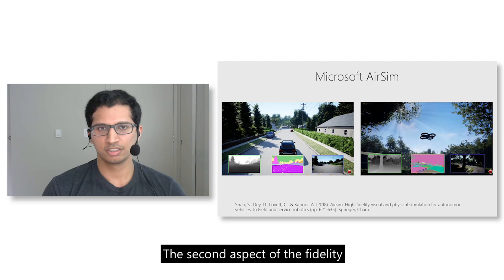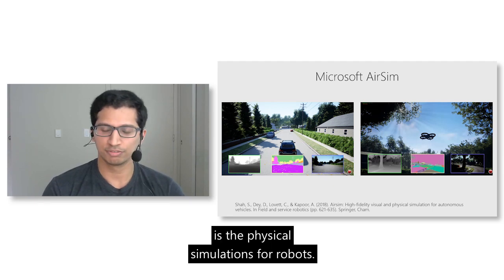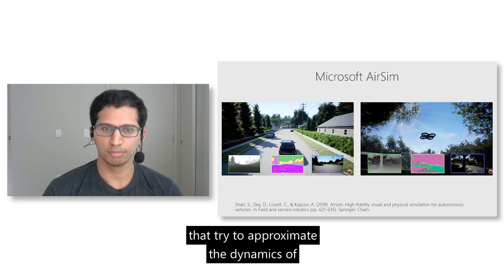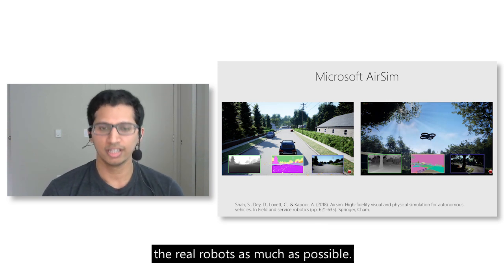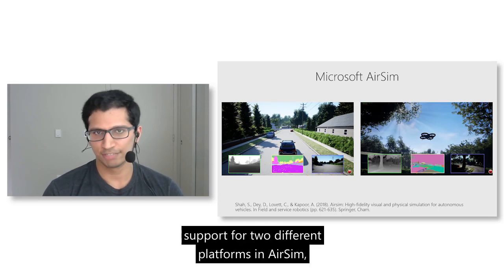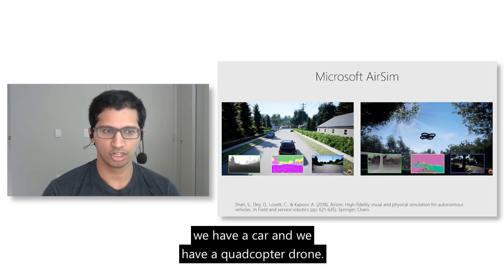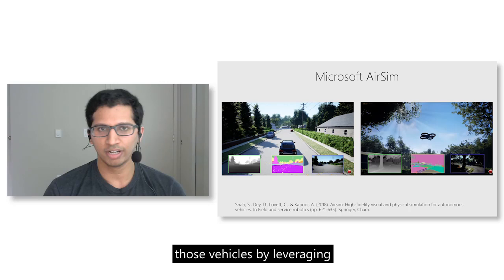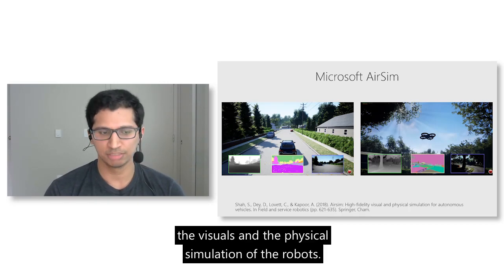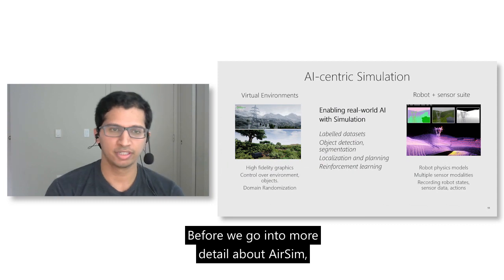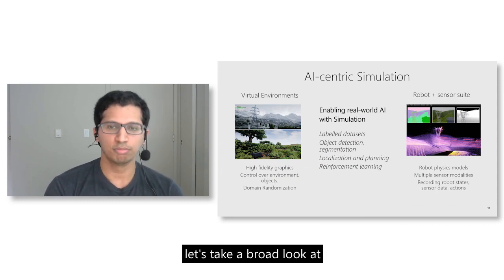And the second aspect of the fidelity is the physical simulation of the robots. We have these robot dynamic models in AirSim that try to approximate the dynamics of the real robots as much as possible. And to this end, we actually have support for two different platforms in AirSim. As you can see here, we have a car and we have a quadcopter drone. So you're allowed to train policies for either of those vehicles while leveraging the visuals and the physical simulation of the robots.